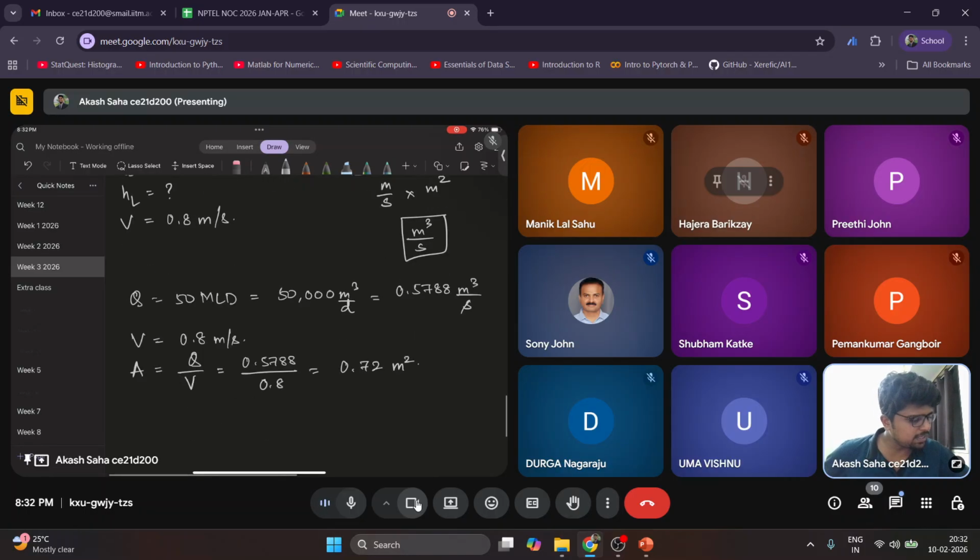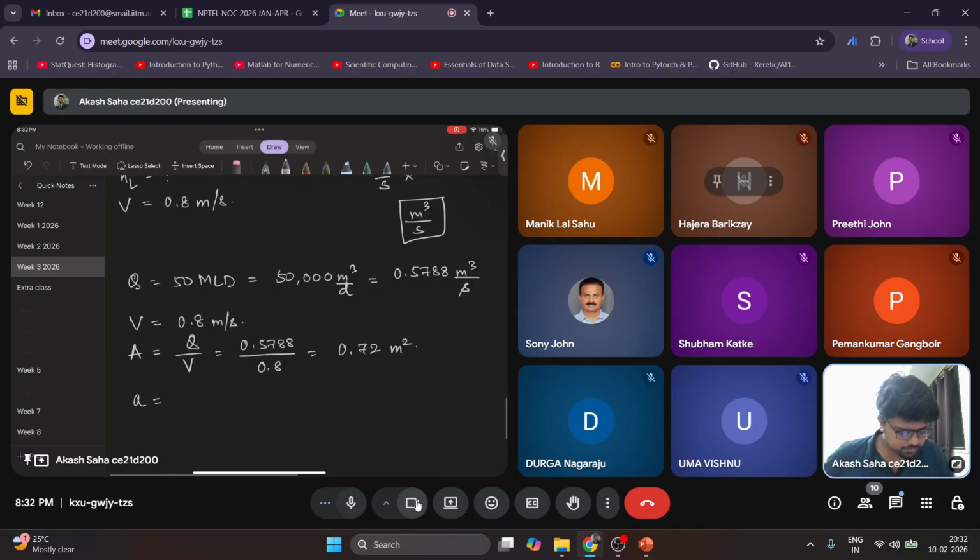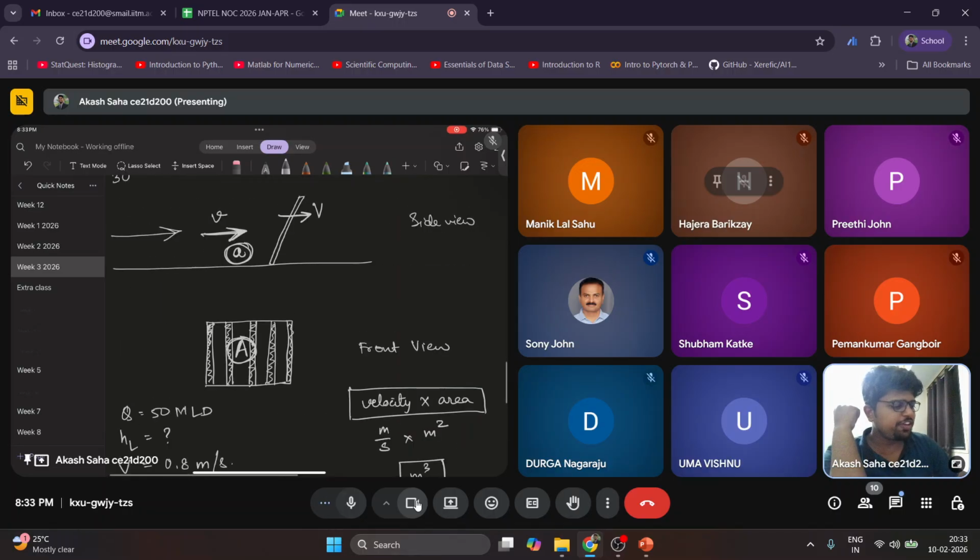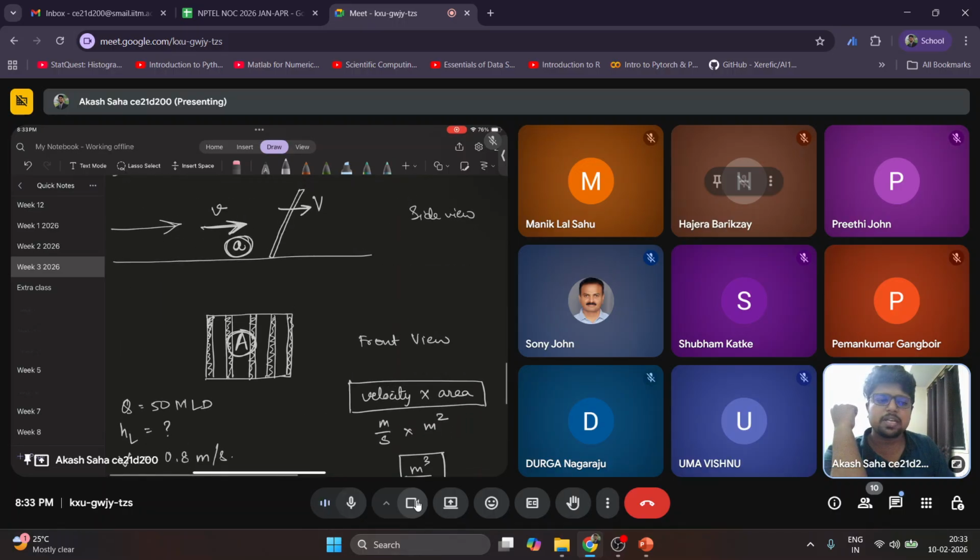Right? Now another area, small a, is given, that is 0.86 meters square. Here we can see that the approach area is greater than the area through the screens. So that's why it is 0.86. So now I have to calculate the approach velocity, this small v.